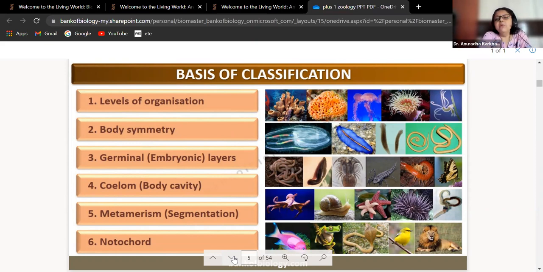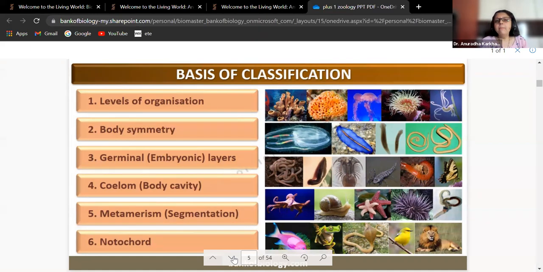Fifth is metamerism. Metamerism ka matlab hota hai inside as well as outside you can see segmentation of the body. So the best example would be the earthworm, wherein you can see the segments from outside also and from internal side also. Luckily or unluckily, I don't know, but आपको अर्थवर्म का डाइसेक्शन नहीं है कॉलेज में, तो इंटरनली भी वो सेगमेंटेड होता है, ये अभी आपको मानना पड़ेगा क्योंकि आपको करना नहीं है अभी. We had the liberty of cutting the earthworm and observing it internally also. Anyways, so metamerism, that is segmentation, and presence or absence of a notochord.